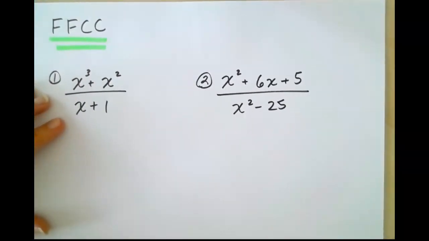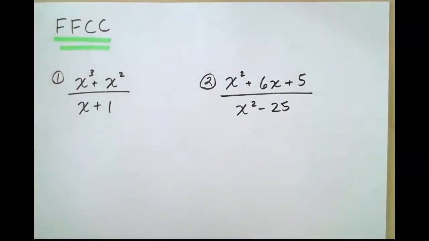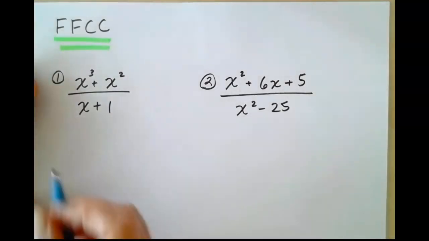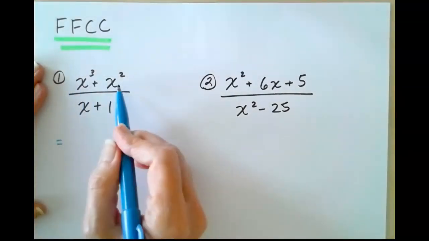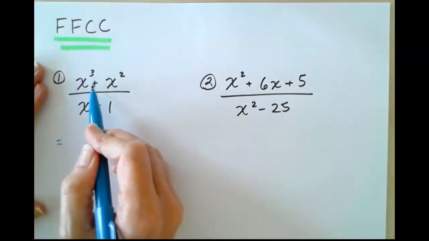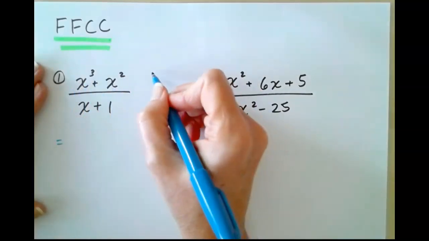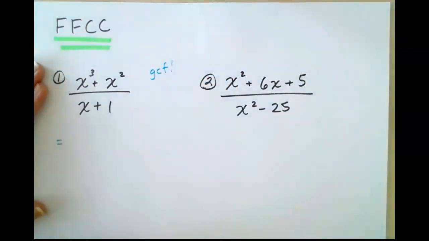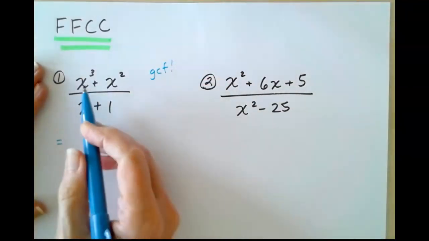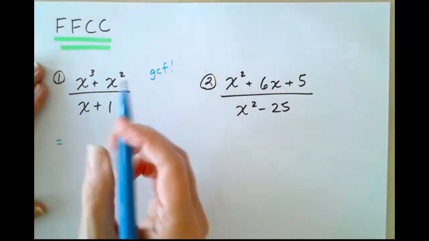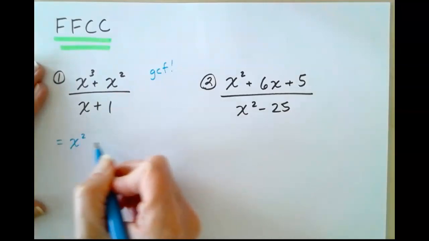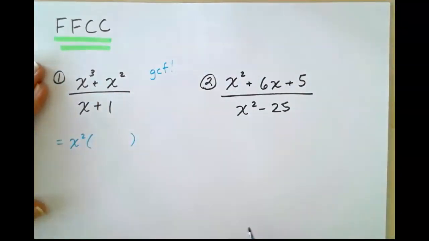Let's do 2 more problems here. And yes, I'm just going to give you quick instructions: FFCC. Factor first, then go cancel crazy. Both of these will factor. In the top, x cubed plus x squared. Remember, we are always looking for a GCF first. And the GCF of number 1 is x squared. So we're going to take that out.